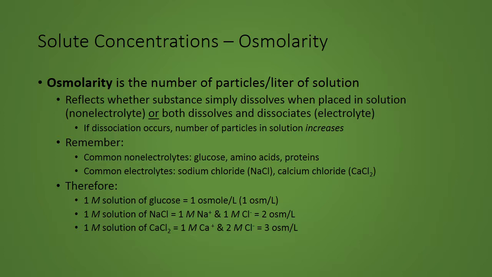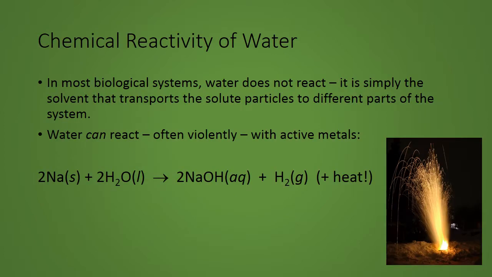Carrying on in that theme, when we dissolve calcium chloride, since it dissociates into 3 total particles, 1 calcium ion and 2 chlorides, 1 molar calcium chloride actually results in a 3 osmolar solution. 3 particles for the price of 1. So that's pretty much it for concentration. Any other concentration units are simply based on the same concept, amount of solute per amount of solution. Sometimes they're described as amount of solute per amount of solvent, but again, it depends on the application.